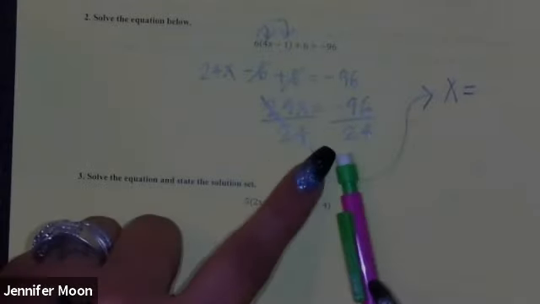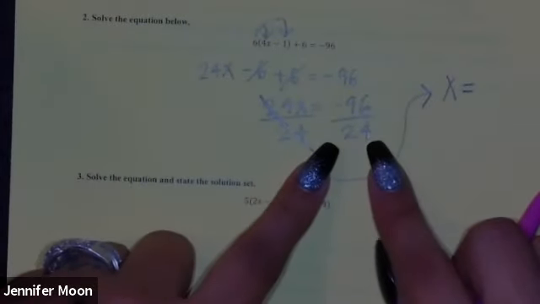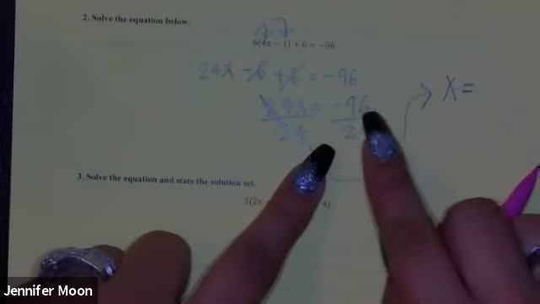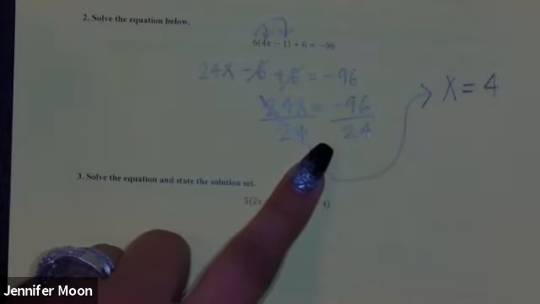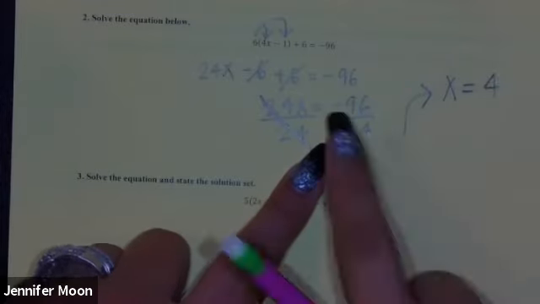Now this is what I'm looking at right here. 96 divided by 24 is 4. Those signs are different. So it's a -4.